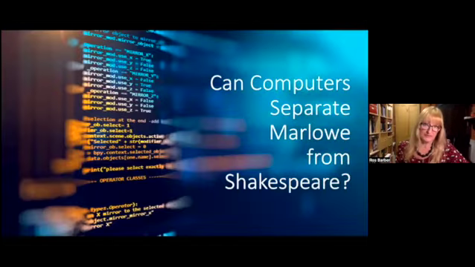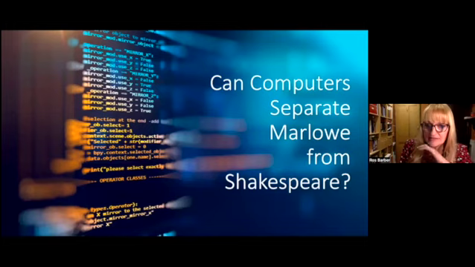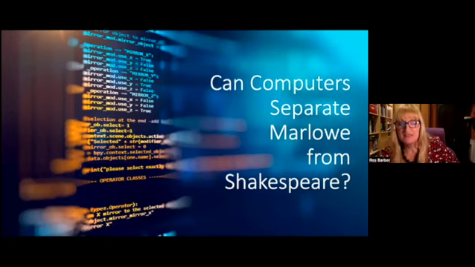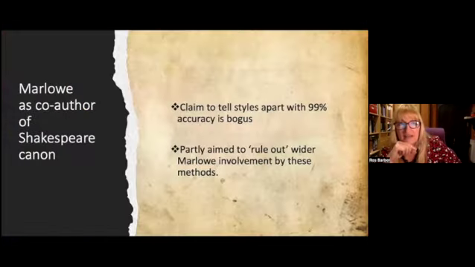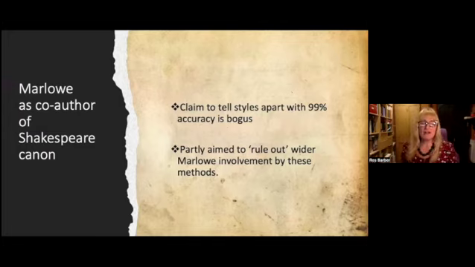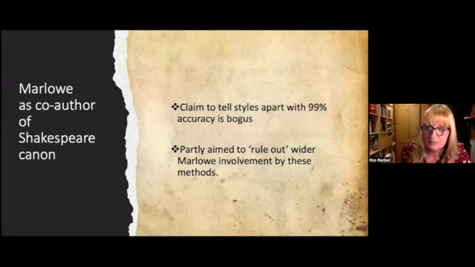So, influence. The question then became, more recently, in the last 15 or 20 years: can computers separate Marlowe from Shakespeare? Can we definitively separate Marlowe from Shakespeare? There was a claim that the styles could be told apart with 99% accuracy. This came out with the New Oxford Shakespeare. And I'll tell you now that claim is bogus. I do think it's partly aimed to rule out wider Marlowe involvement by these methods.